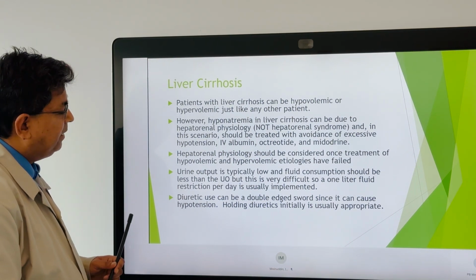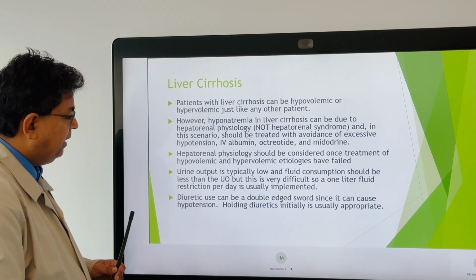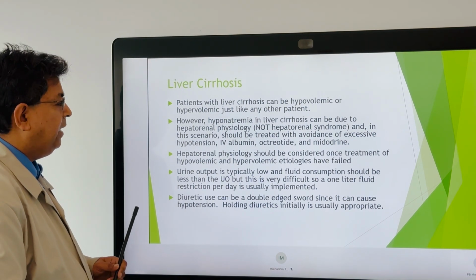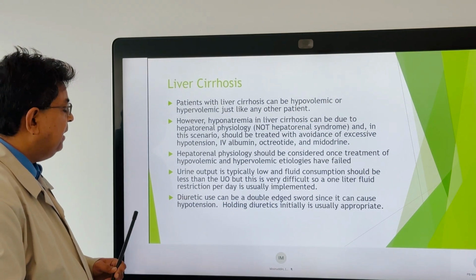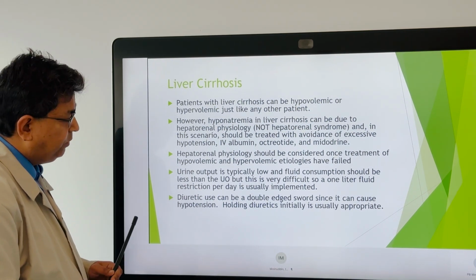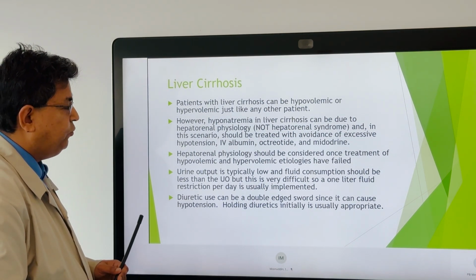Urine output is typically low, and fluid consumption should be less than the urine output, but this is very difficult, so a 1 liter fluid restriction per day is usually implemented. Diuretic use can be a double-edged sword since it can cause hypotension. Holding diuretics initially is usually appropriate.